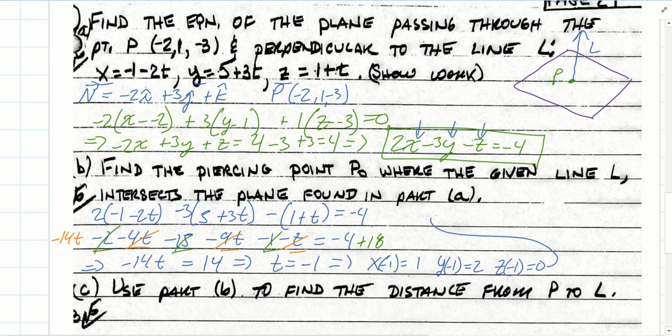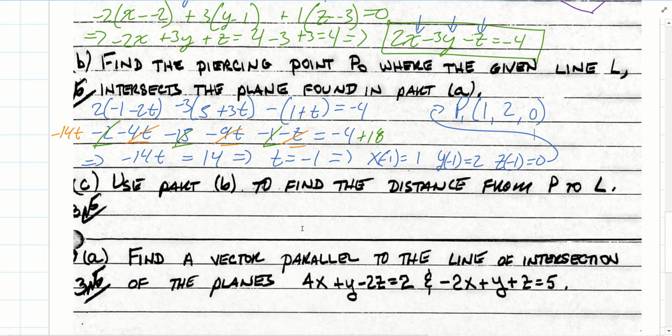So our point P, I'm going to label this P1 for now, is going to be (1, 2, 0). So now it says use part B to find the distance from P to L.